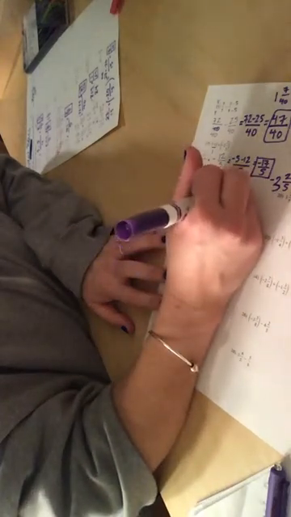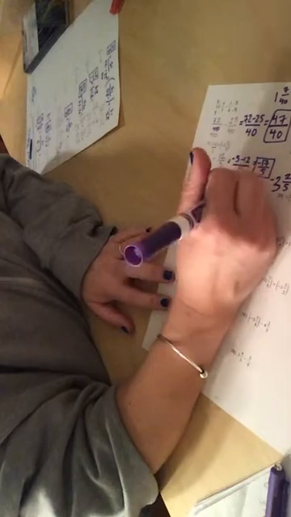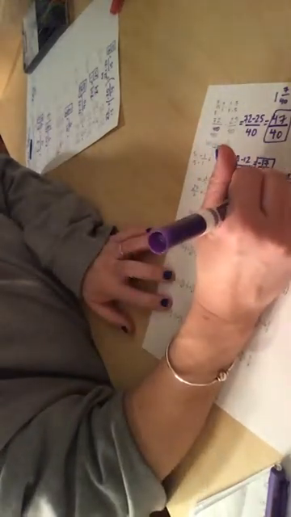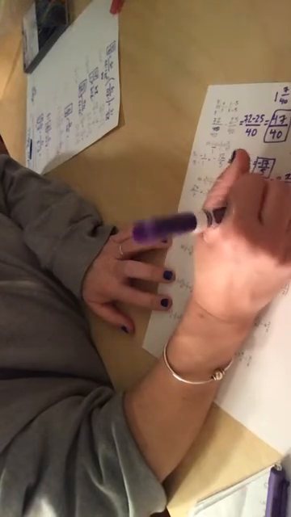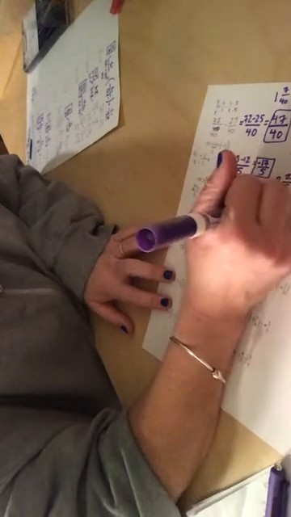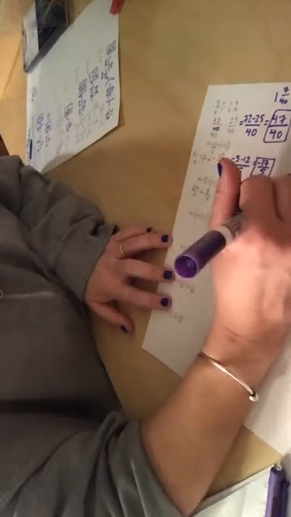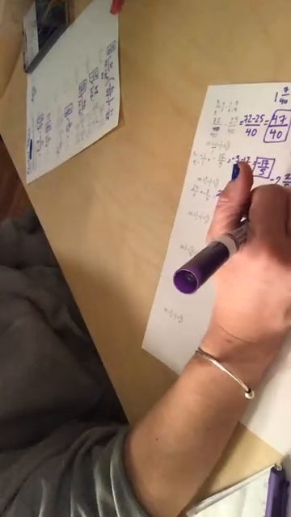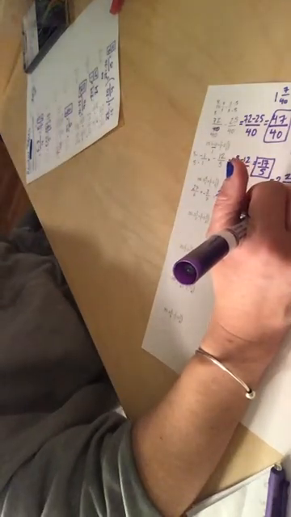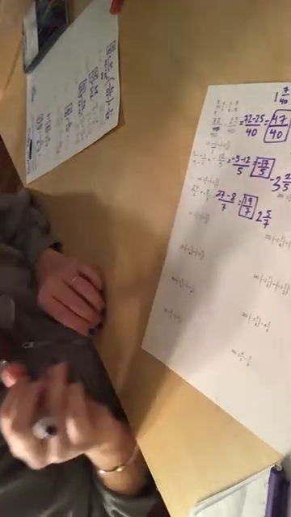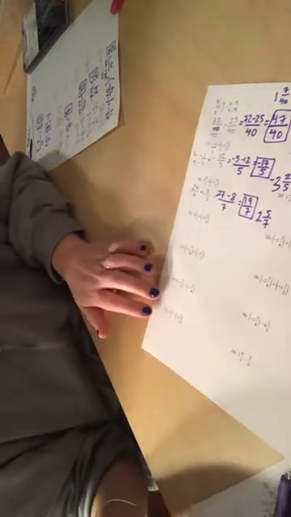And on top we have 27, and we're going to take away 8. So we have 19 over 7. This is the same as, let's see, 2 is 14. 14 and 14 plus 5 remaining. So 2 and 5/7 is the same thing. Okay, now let's do the next one.